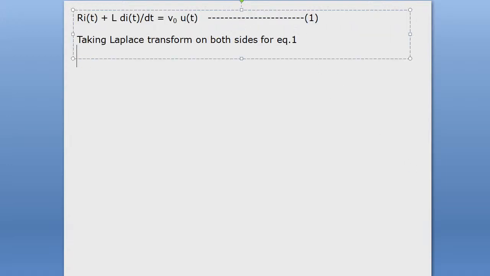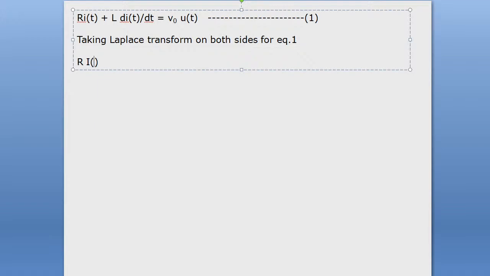We can write R. Suppose the Laplace transform of i(t), the current function, is capital I(s). You know s is the Laplace transform variable. In the frequency domain we have actually used this notation I(s). Now you tell me the Laplace transform of L di/dt. You know L is a constant, so you take it outside of the bracket. Now you tell me what will be the Laplace transform of the derivative di/dt.